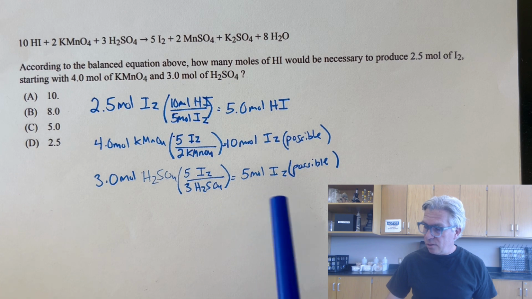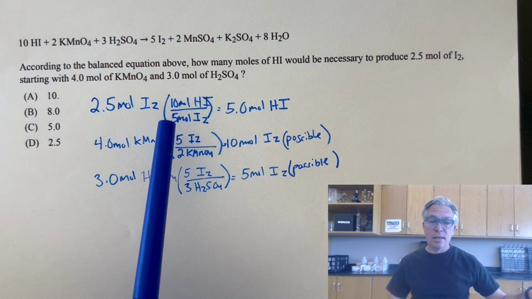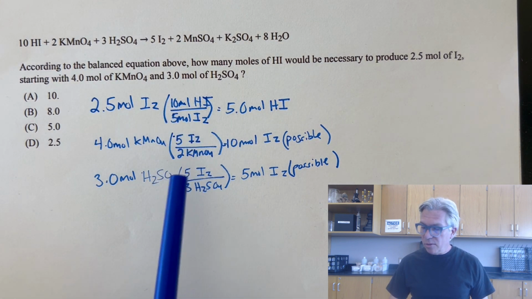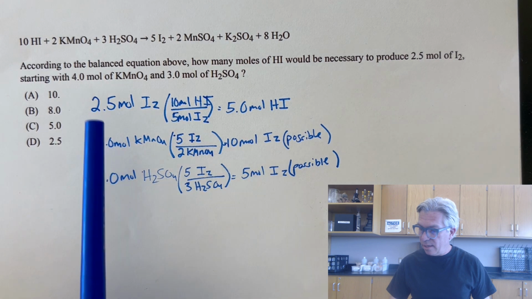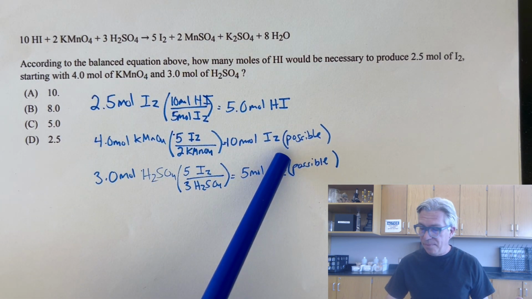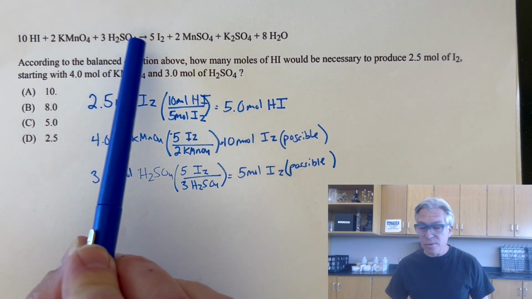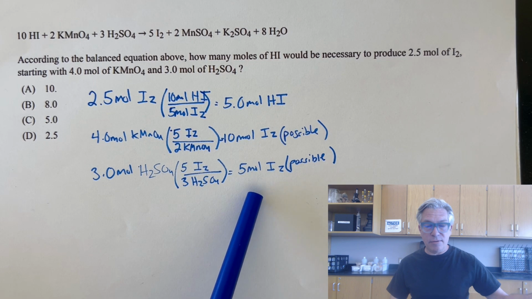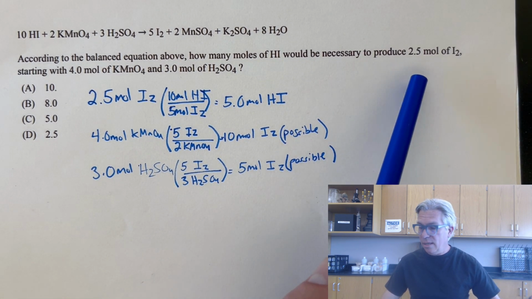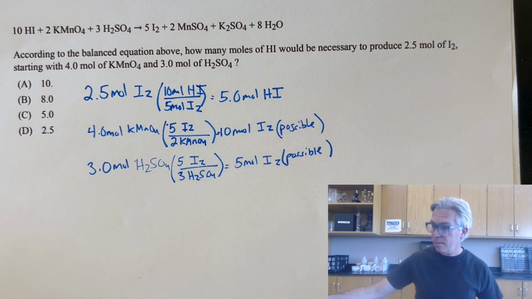Using the moles of the other 2 things they gave me, I wanted to check to see if those were excess reactants, that they're not going to run out first and change my answer. But with 4 moles of KMnO4, I'm able to make 10 moles of iodine. That's plenty. I'm only making 2.5. And with 3 moles of H2SO4, I can make 5 moles of the iodine, if I had enough of the other stuff. Those are both bigger than what I'm making, and so these are excess reactants, and I can just ignore them for now.